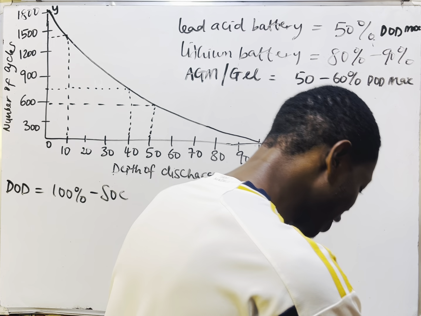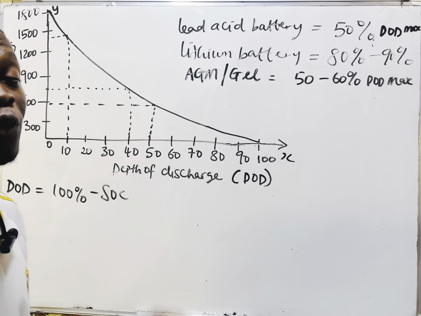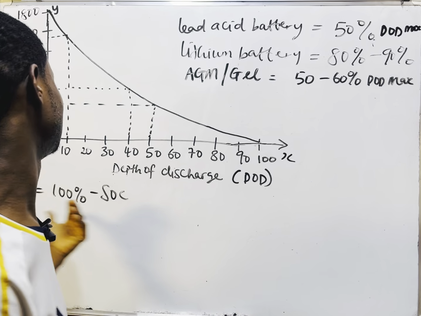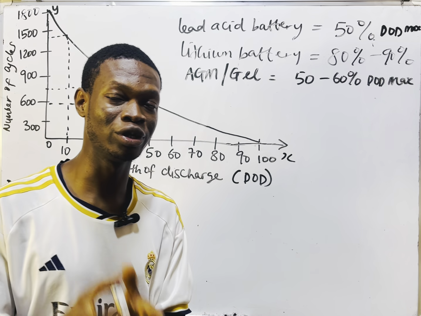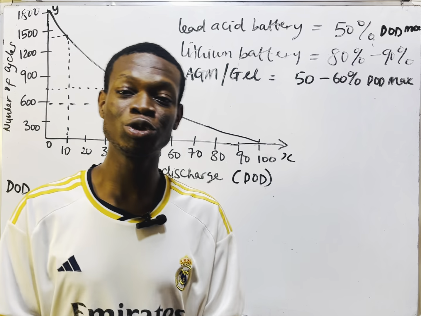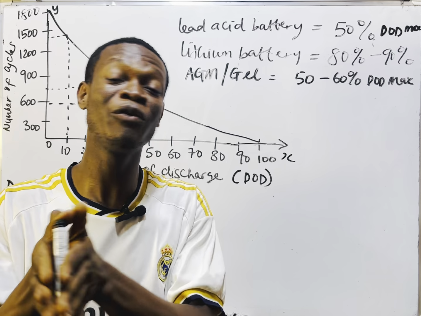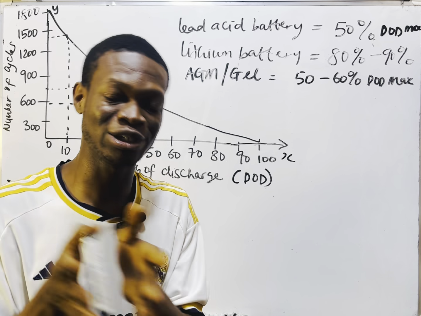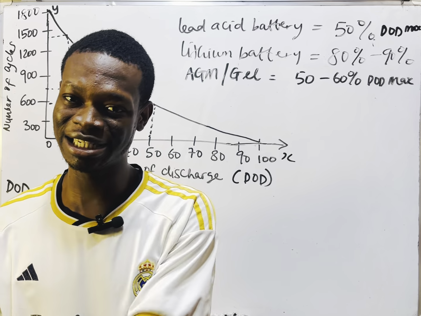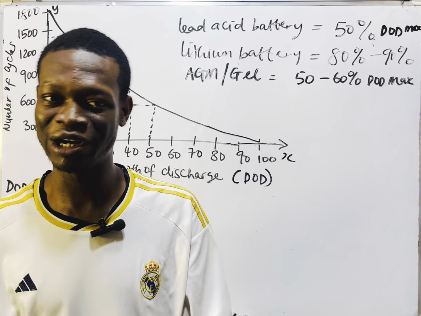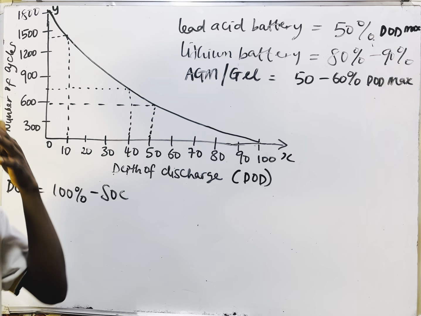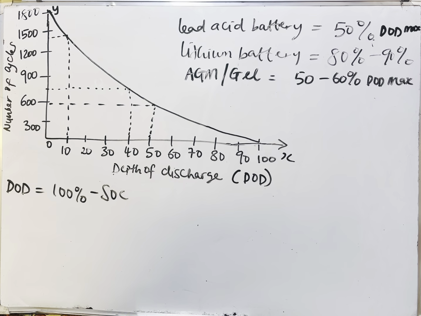Alright, so SOC simply means state of charge. SOC is also measured in percentage, and depth of discharge is also measured in percentage. So SOC simply means how full your battery is, the state of charge of your battery. If it is at 100%, that means your battery is fully charged, 20% is down, 50% is half charge. So that is the meaning of SOC, state of charge.